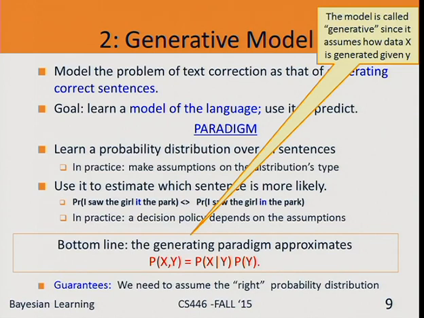We call this generative because we also care about X here. Part of the knowledge in the model is how data is generated. For example, in this case, how sentences are generated and what is the probability of a given sentence, which is something that we omit from the discriminative model that we discussed earlier.